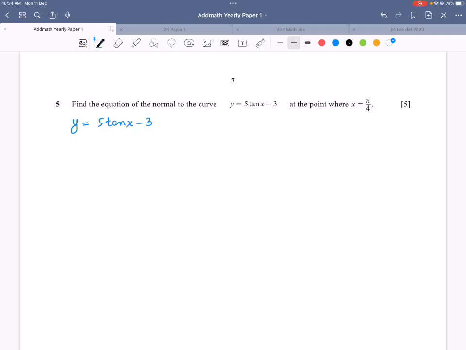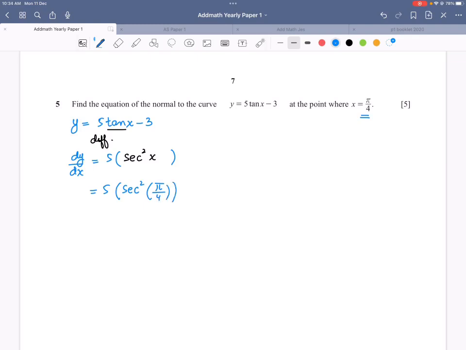Alright, first we need to differentiate it. So when you differentiate it, dy over dx equals 5, and the 3 will be 0. Now we need to apply the derivative of tan x. So d by dx of tan x is sec² x. That is the differentiation of tan x. Alright. We have the point π over 4.